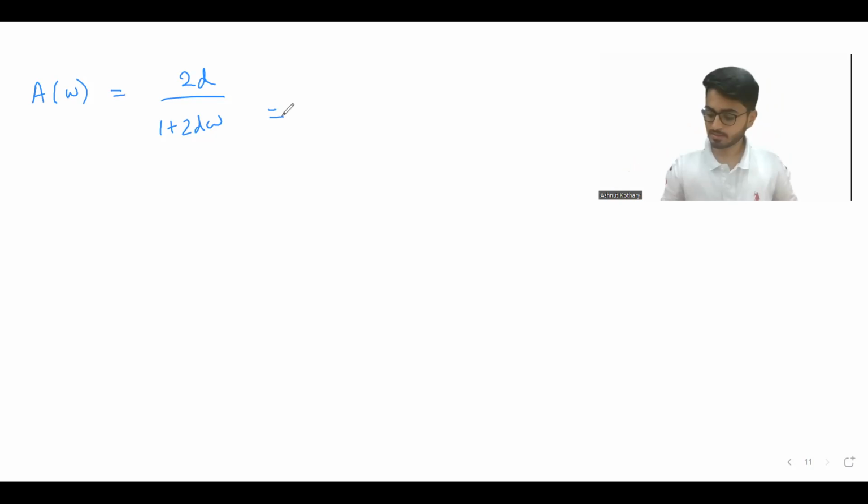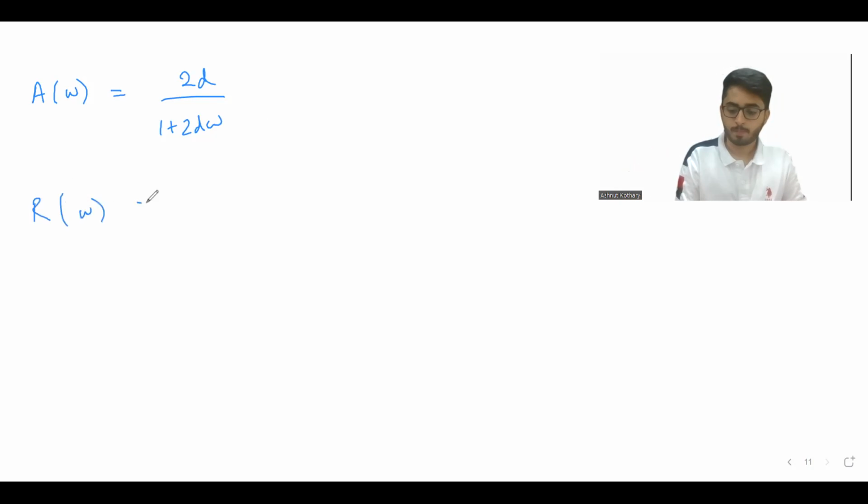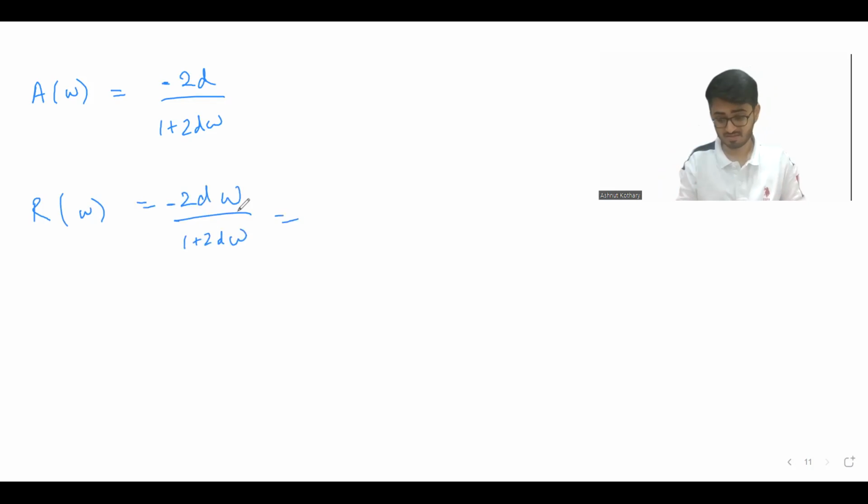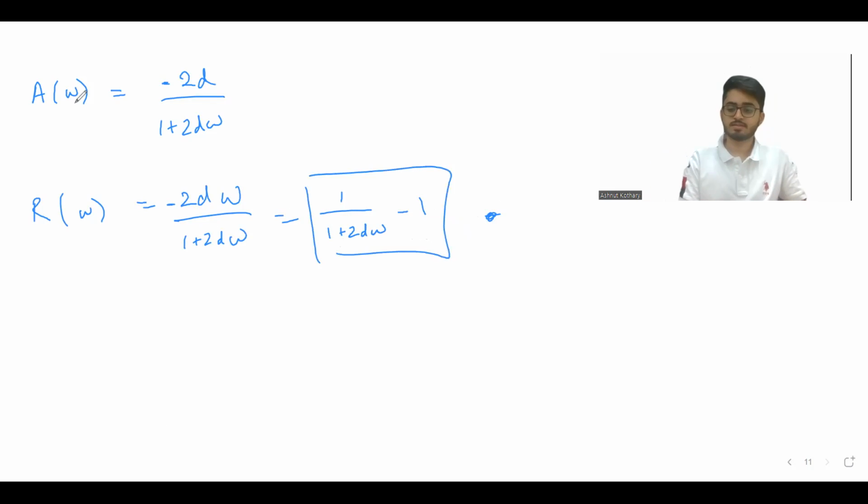चलो ठीक है रहना एक बार ऐसे. This is AW, then RW will be... अच्छा माइनस है ना. AW is minus U double dash, तो minus 2D by 1 plus 2DW, which can be written as 1 minus 1 by 1 plus 2DW. This is AW. RW, I can arrange this in this form.